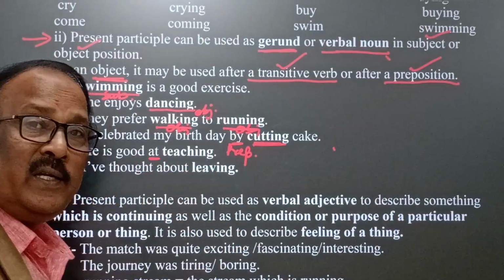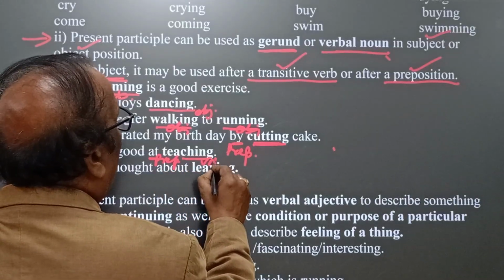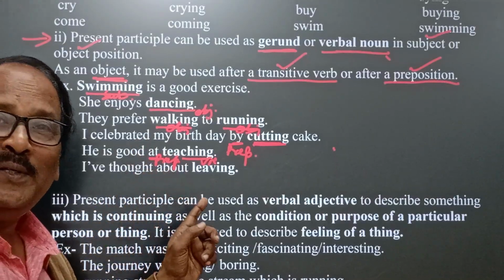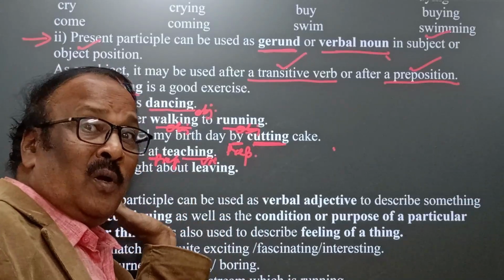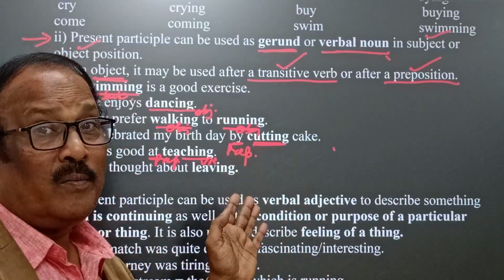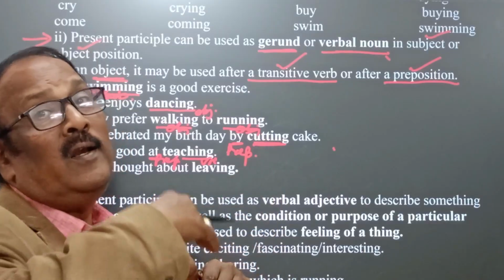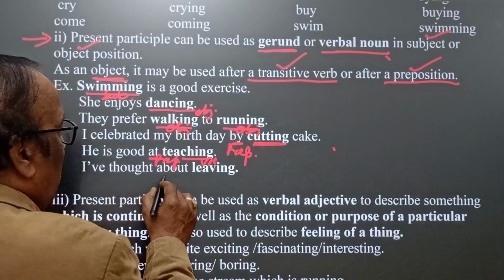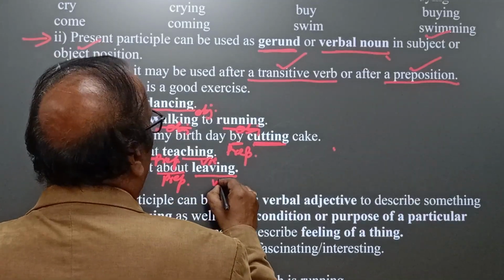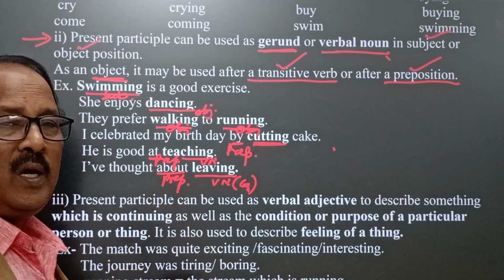He is good at teaching. Here, at is a preposition and teaching is a verbal noun or gerund, and it has also been used as an object of a preposition. A verbal noun is used sometimes as a subject, sometimes as an object. Okay, object of the verb whenever there is a transitive verb, and whenever there is a preposition, then object of a preposition. I have thought about living. About is here a preposition, and living is a verbal noun. Here living is used as the object of the preposition about.